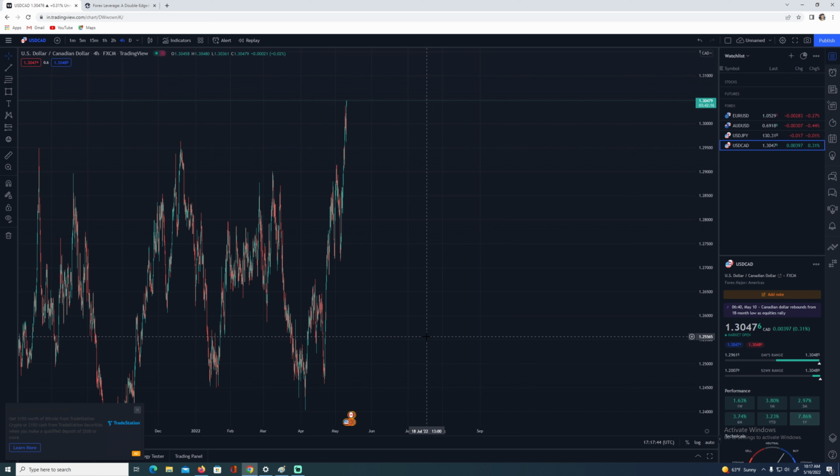Euro USD is really easy. I know if I place one lot, I'm getting $10 per pip. If I want to risk $100 in that trade, I know my stop loss doesn't have to be more than 10 pips. And that's basically how the lot size works. So let's go back to where we were.